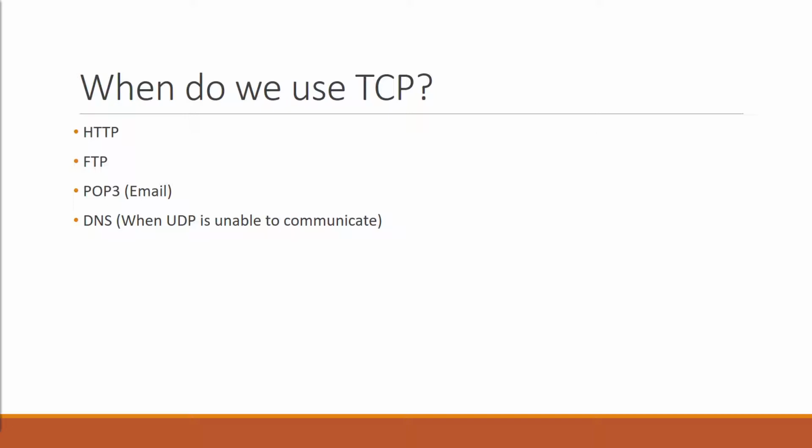So when do we use TCP? TCP is used for many things, like web browsing with HTTP and file transfer protocol. We use this for downloads sometimes. POP3, this is used for receiving emails, and also DNS. But remember, the default's UDP, but if UDP isn't acting right, we'll use TCP for DNS.